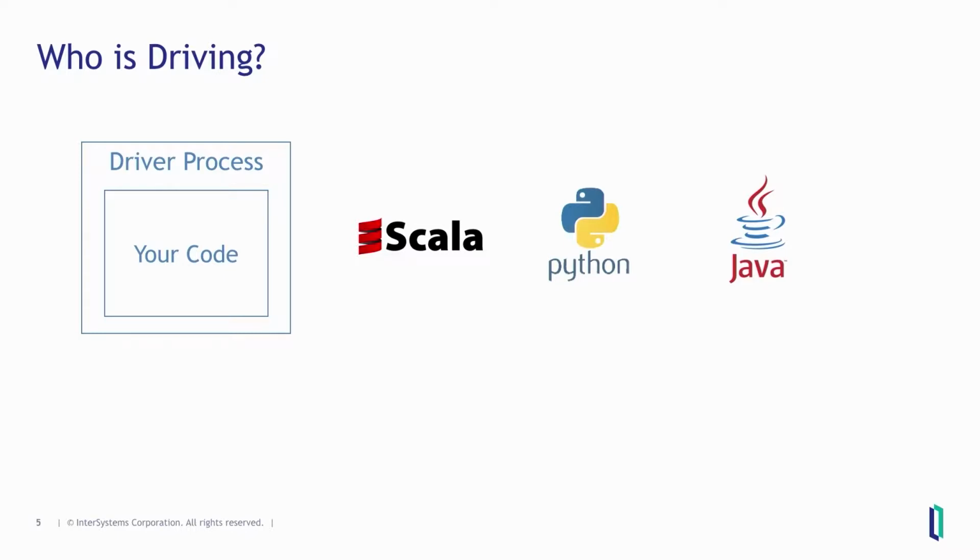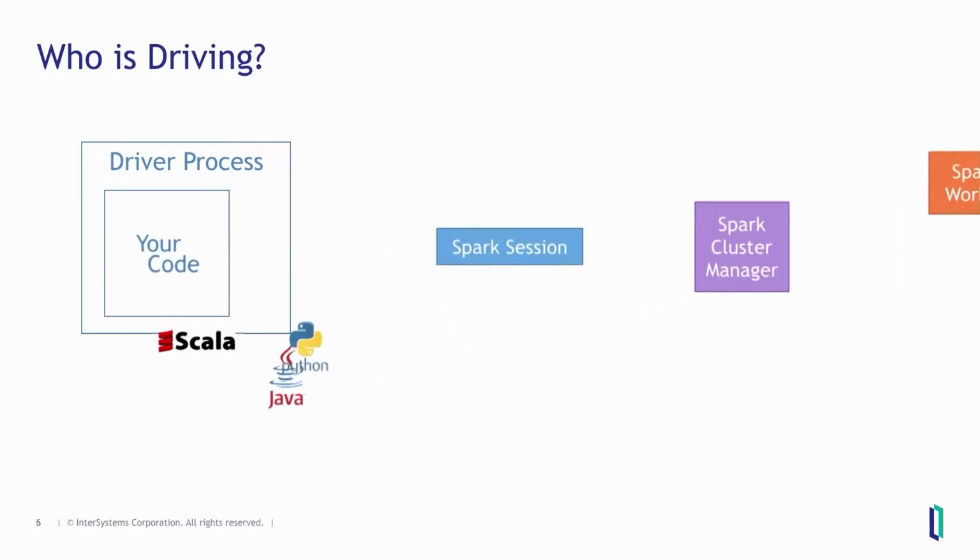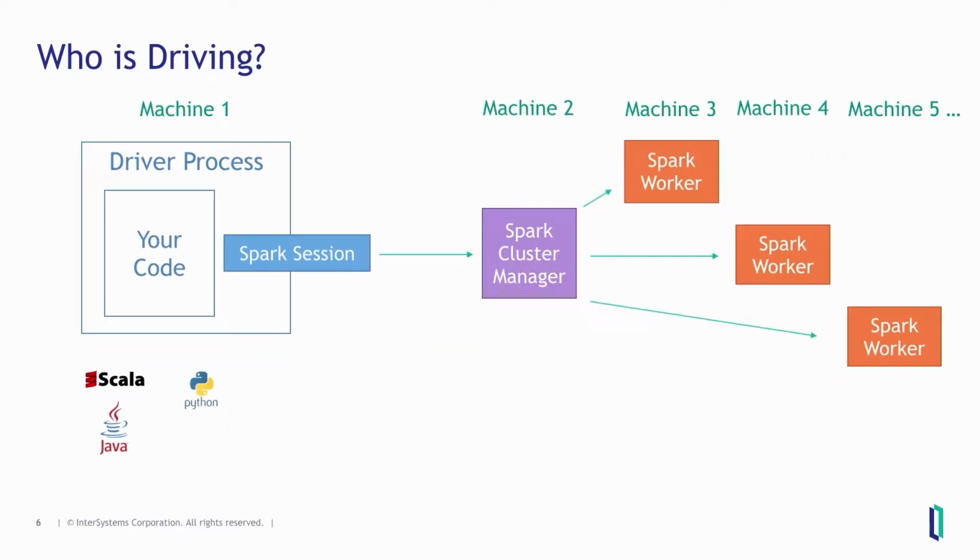So there is this driver process. That's where your program is running. That's where your code is. As I said, let's suppose we are writing this in Scala. The first thing we do when we are writing a Spark program is to open a session. And that session is how you talk to the Spark cluster. The Spark cluster has a master and at least a single worker, but normally you have several workers.